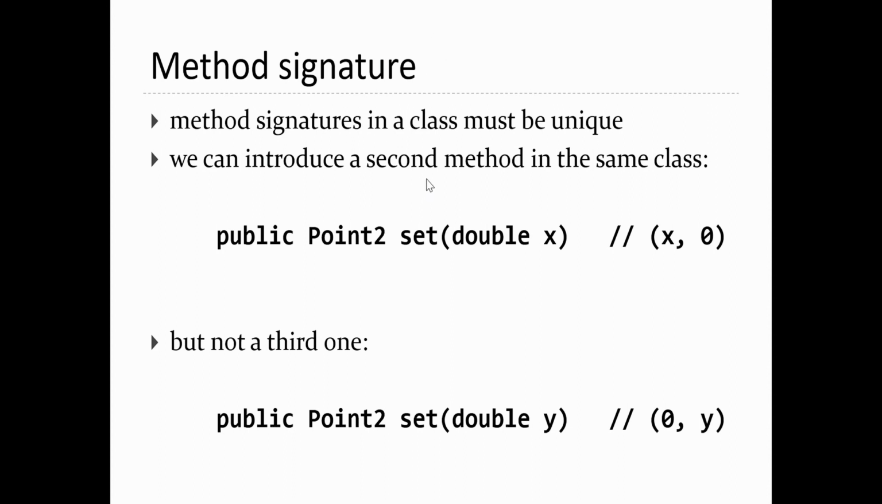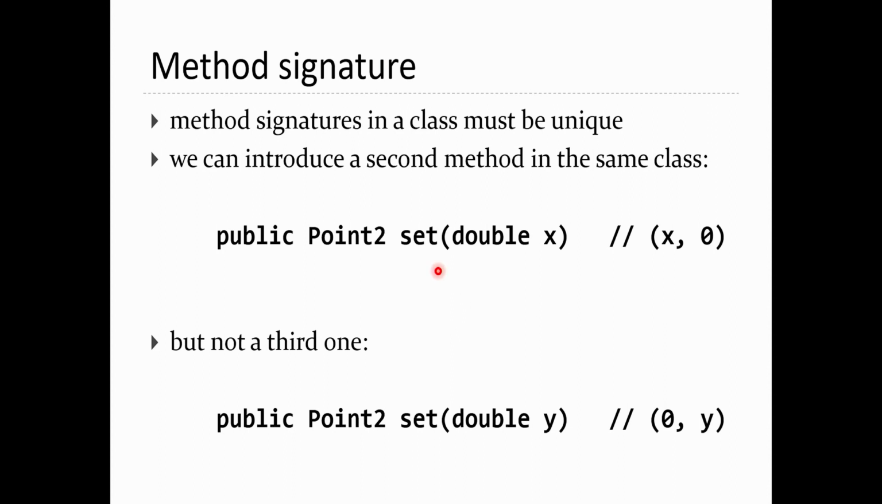So if I wanted to, I could introduce another method to the class called set. Now remember, we have one that's set(double, double). So I'm allowed to create a method called set with one parameter, double. I'm going to pretend set x changes the x coordinate of a point. And I guess in this case, it's implying that it sets the y coordinate to 0. You could implement it so that it leaves the y coordinate unchanged, but it doesn't matter.